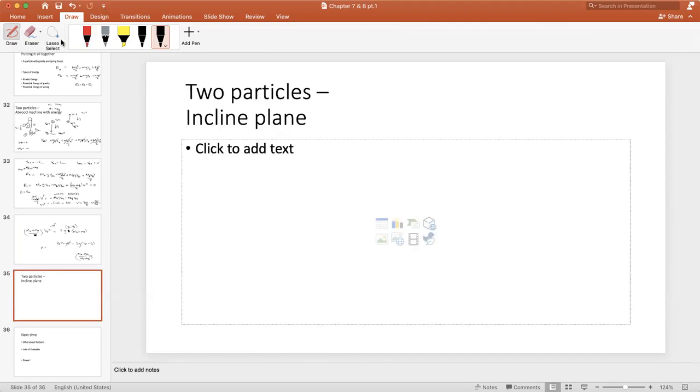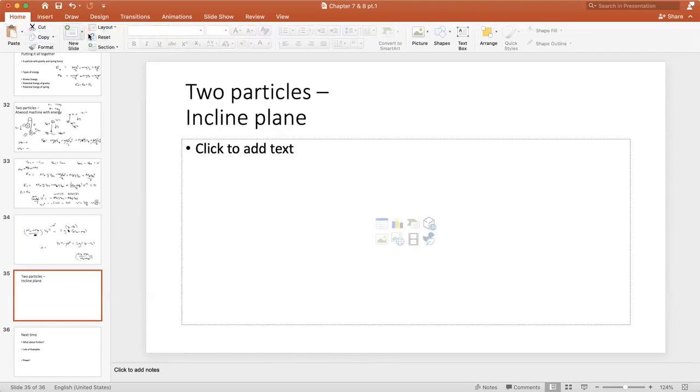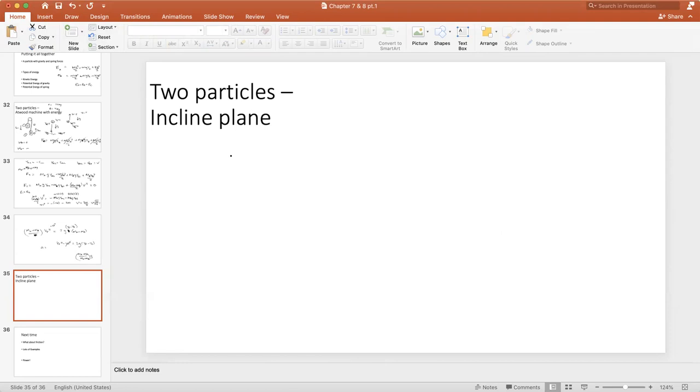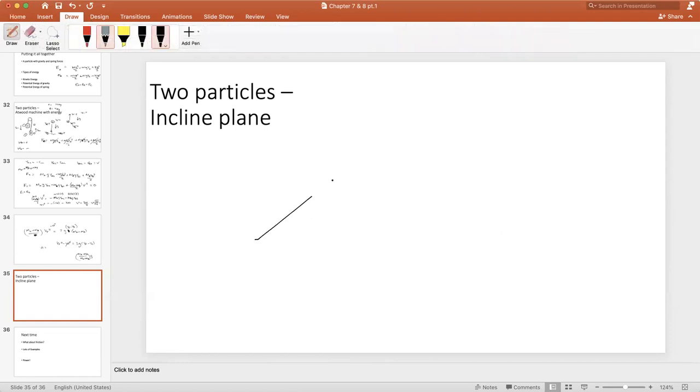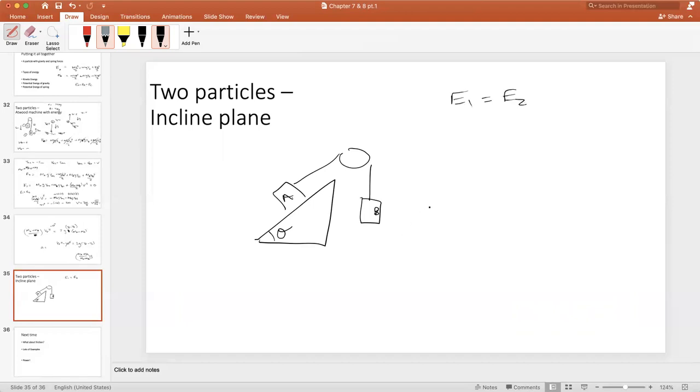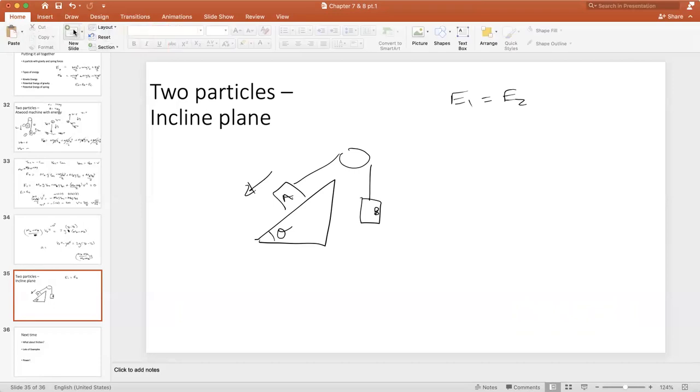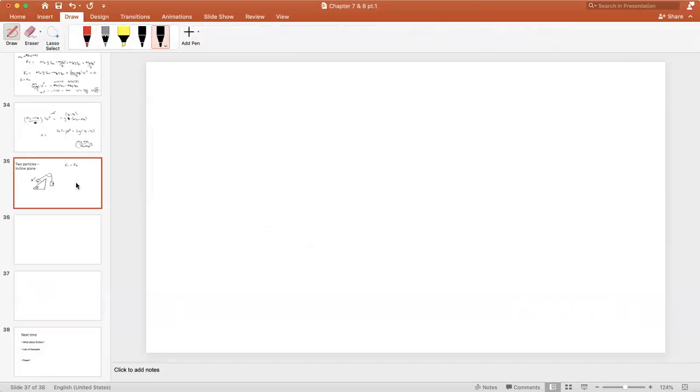So if we have two particles, I'm not going to do this whole problem, but if we have two particles with an inclined plane, there are some really important things to talk about here. So in our normal inclined plane problem, right, where again, this is mass A and this is mass B, and we want energy 1 equal to energy 2. So we assume that this is going to slide down the incline. And here's where things are going to get a little weird and a little tricky. I may need more slides.